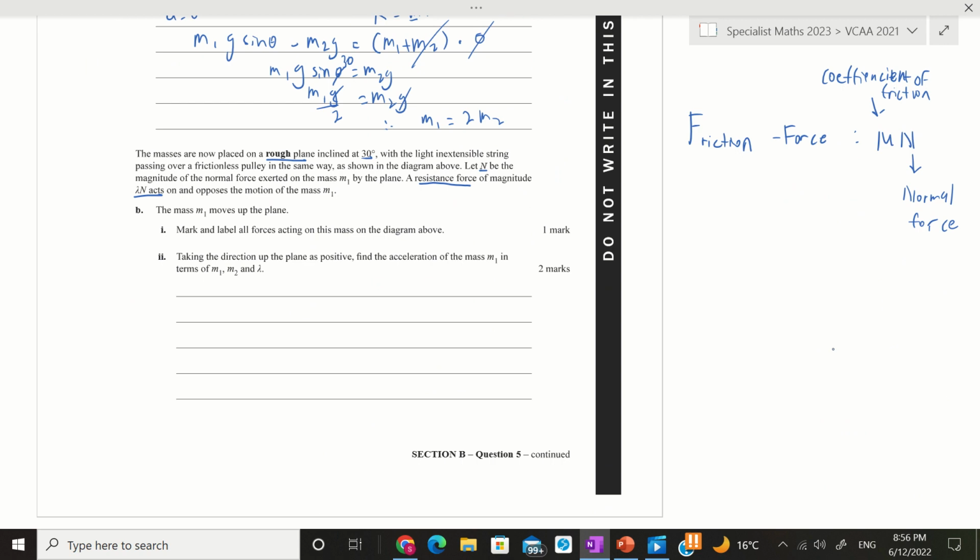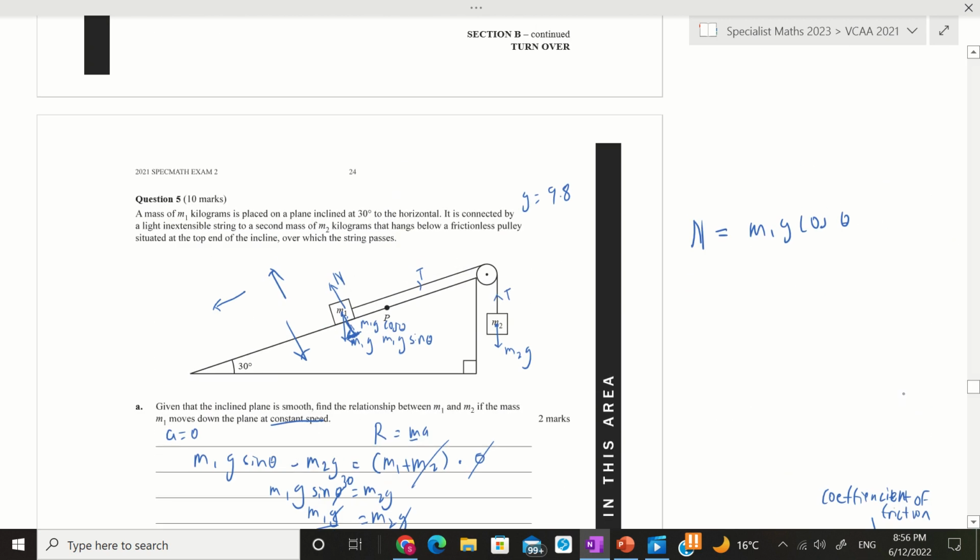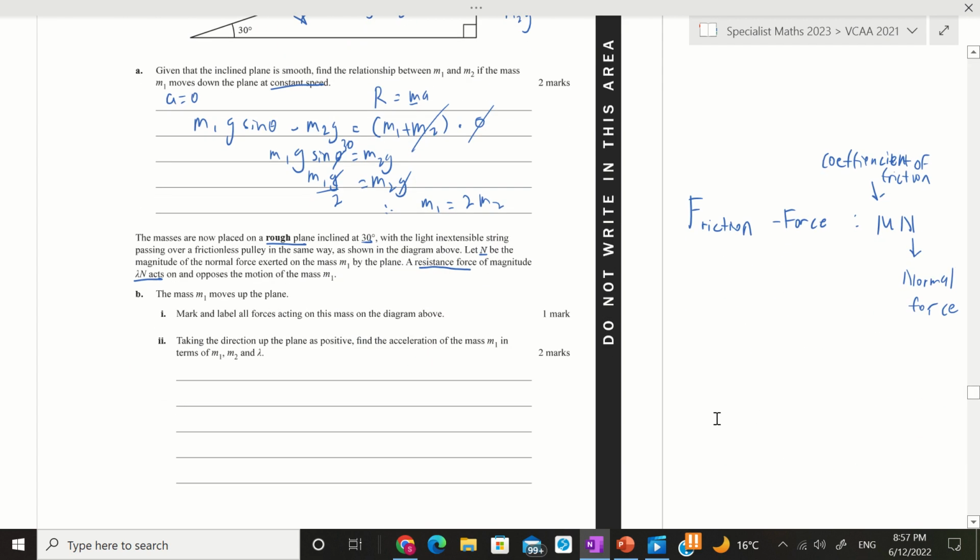Let's go and try part B. Mark and label all the forces acting on the mass on the diagram above. Okay, let's just finish off with the problem here. We've already started most of it. We've already labeled most of it. All we have left is this friction force. Does it tell us which way it moves? Let's see.